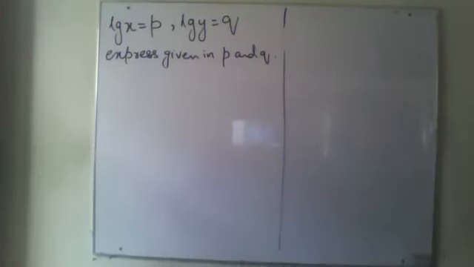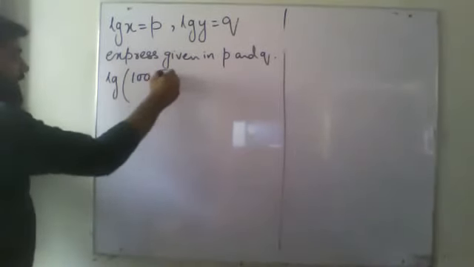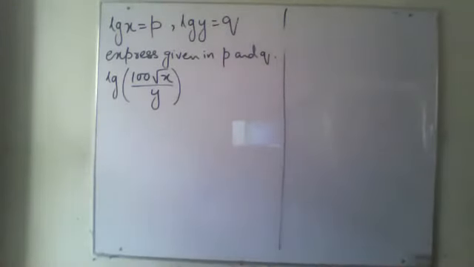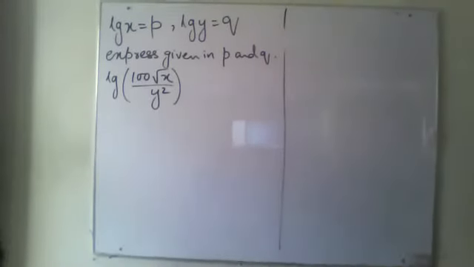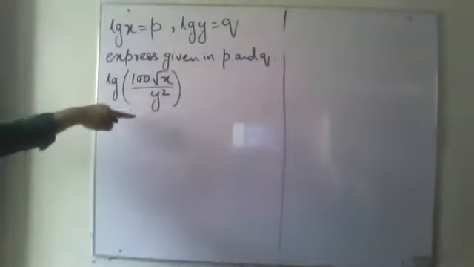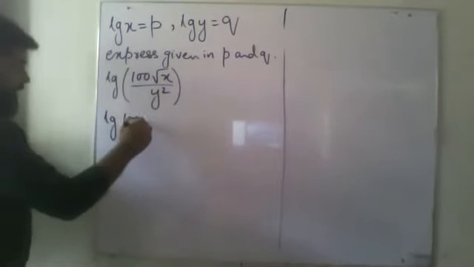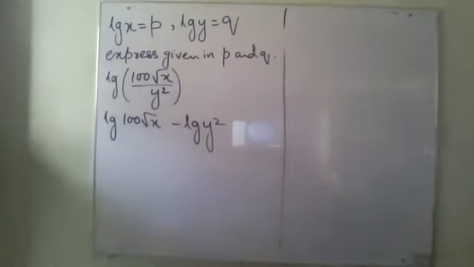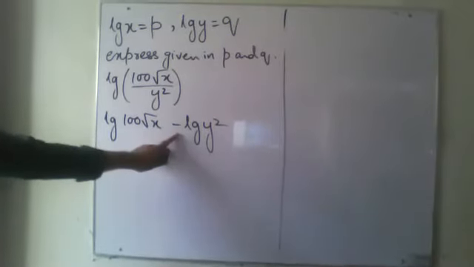Now the question says log of 100 under root x over y square. This is my question, and they are again telling us to solve it to get the result. Okay, now how am I going to solve this one? Again, it's in a fraction. So what will I do? log 100 under root x minus log y square. They are in the fraction.